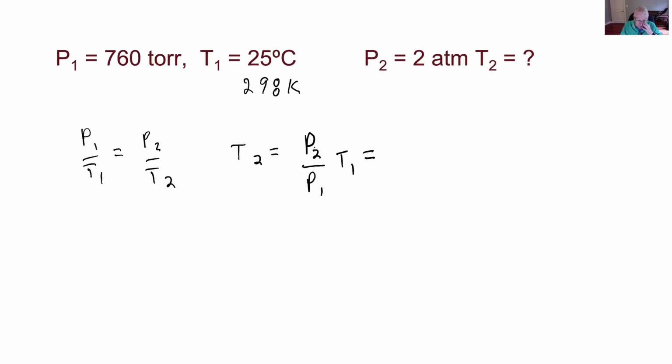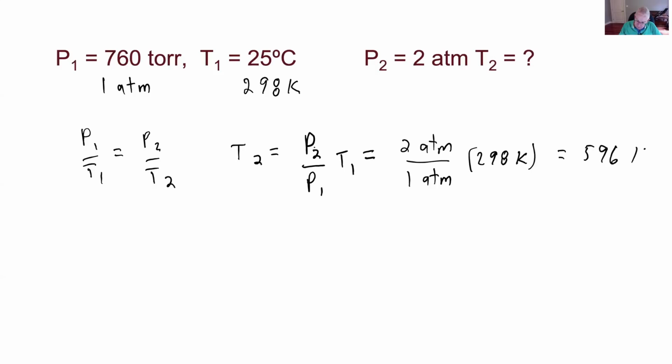I do have to make sure my units are the same here. So I'm going to transfer my 760 torr. I made it easy for myself. That's equal to 1 atmosphere. So I'm going to go into atmospheres. I get 2 atmospheres up here, 1 atmosphere down there, and my 298 Kelvin here. Right? And if I solve that, I get 596 Kelvin, which is equal to 323 degrees C.